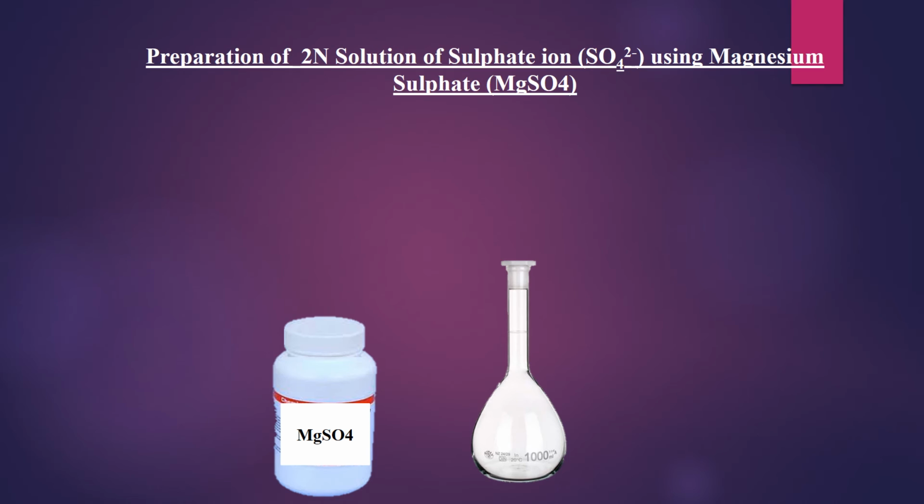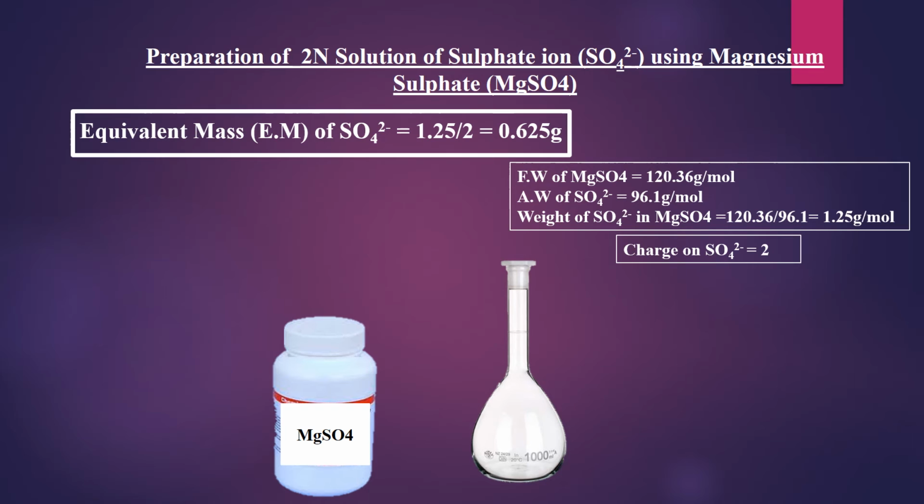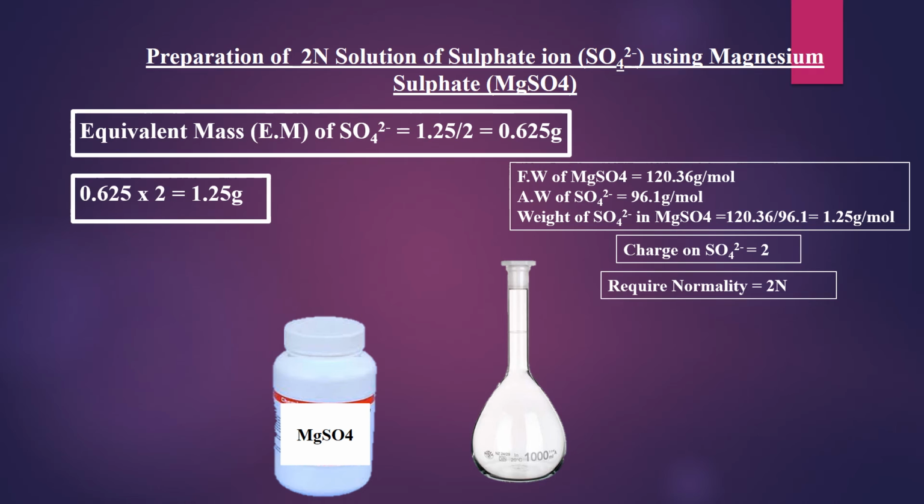To prepare 2 normal solution of sulfate ion using magnesium sulfate. First of all, find the equivalent mass of sulfate ion by dividing 1.25 by 2, as 1.25 is the mass of sulfate ion in magnesium sulfate and 2 is the charge on it. Now multiply 0.625 with 2, as we want to prepare 2 normal solution. So the answer is 1.25 grams.